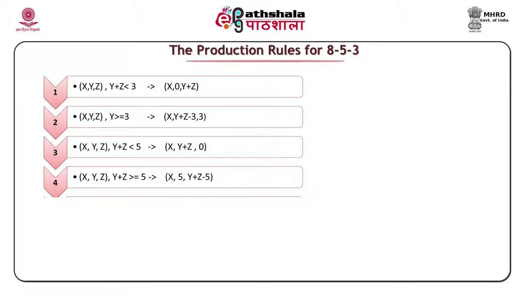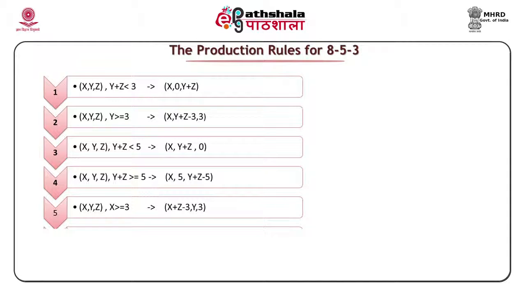It says x, y, z, y plus z greater than or equal to 5, you have x 5, though this is completely full, and whatever is remaining is here. Okay, now we are talking about the third case, the 8 gallon jug and 3 gallon jug. So, if the x is greater than or equal to 3, so here we have more amount of milk, you can fill this thing, and whatever is remaining you can keep here.